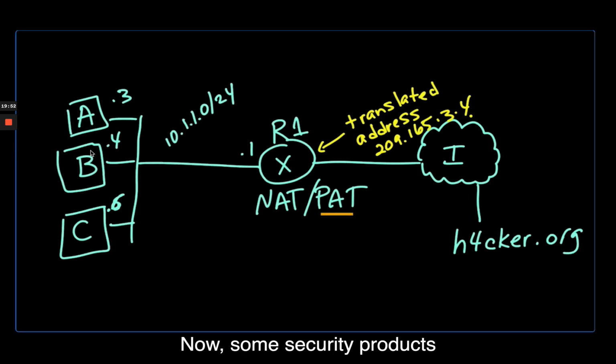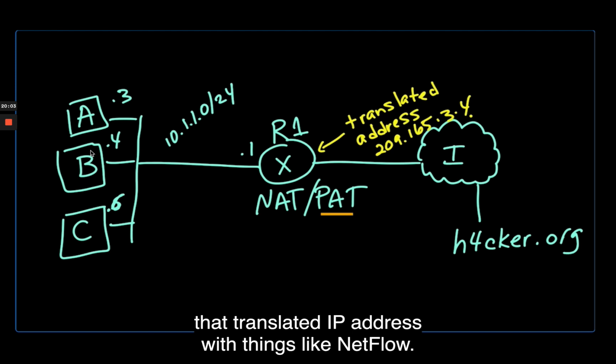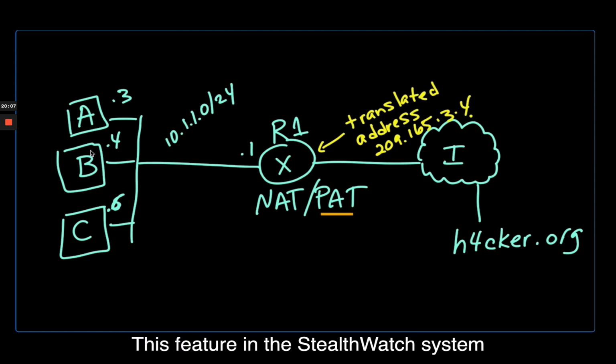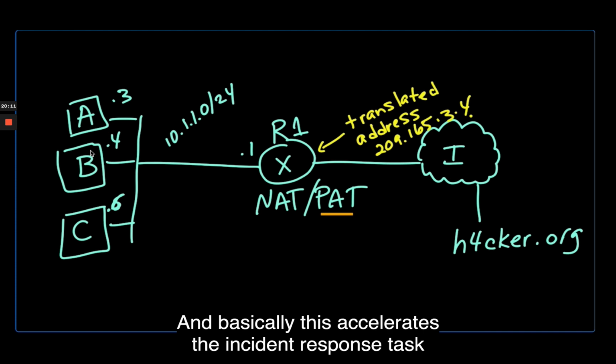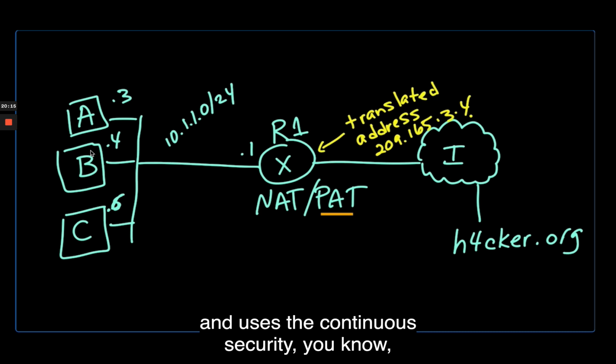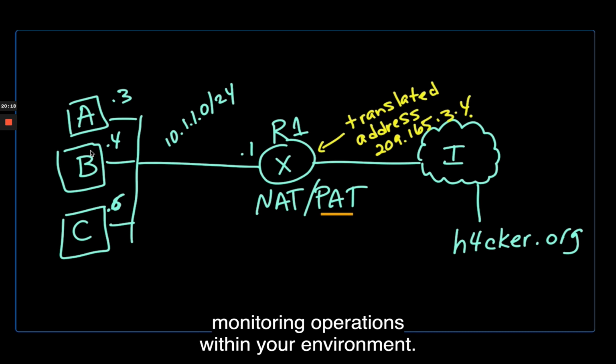Now, some security products, like the Cisco StealthWatch system, provide features that can be used to correlate and map, quote-unquote, that translated IP address with things like NetFlow. This feature in the StealthWatch system is called NAT stitching. Basically, this accelerates the incident response task and eases the continuous security monitoring operations within your environment.